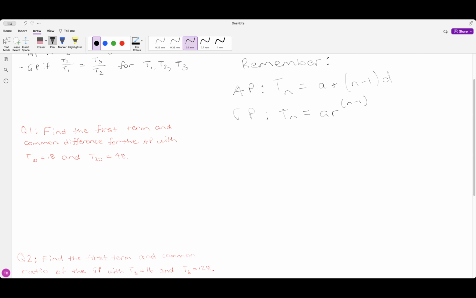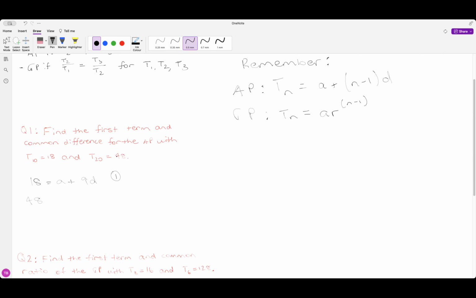If I go up to this formula, for each of these, I'm given Tn, and I'm also given n, but I'm not given a or d. And that's the whole point, because the question's asking me to find those. So I know I'm going to need to form simultaneous equations. And so what I do with this first one is I say, okay, well, 18 is equal to a plus n minus 1, which is 10 minus 1, so 9 times d. I'll call that my equation 1.